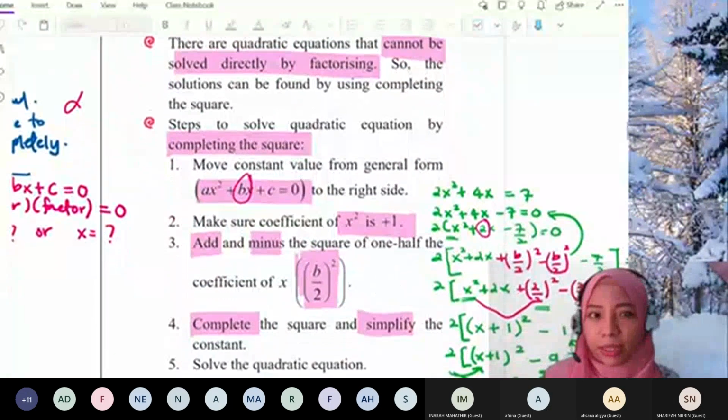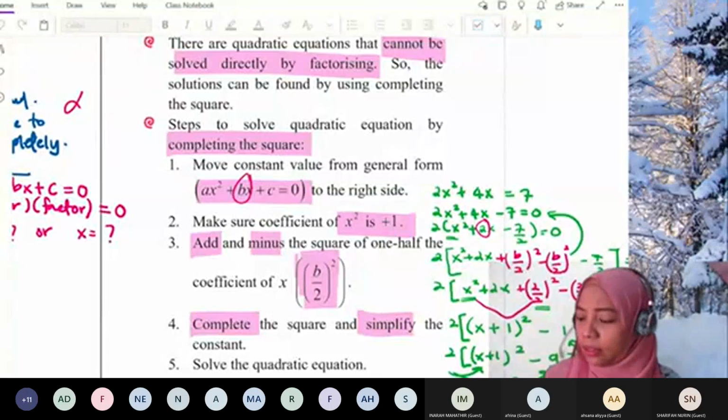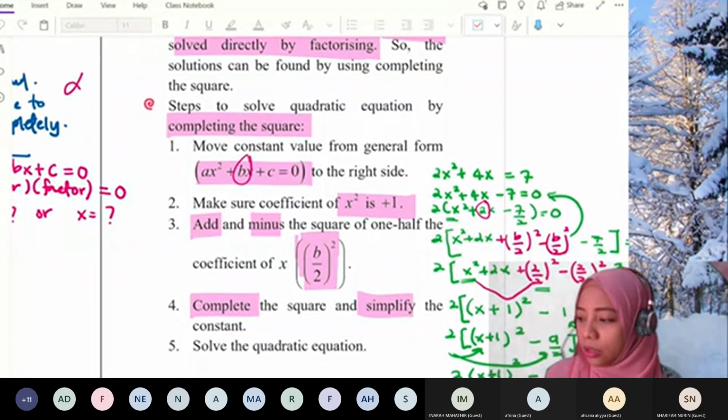Okay, tengok step yang pertama, dia tulis apa? Dia kata move constant value from general form to the right side. So it's up to you sebenarnya, optional. Nak bawa 7 ke kanan boleh, nak bawa 7 ke kiri pun boleh. Yang penting jangan buat salah.